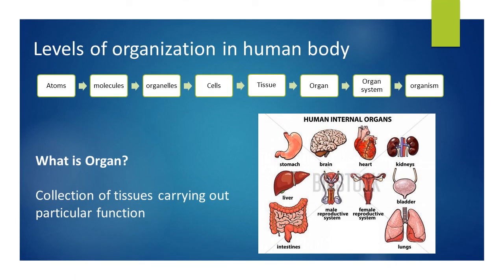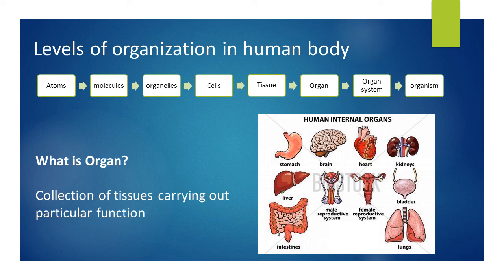Levels of organization in human body. It starts from atoms. So atoms will form a molecule. Molecules form organelles. Organelles form a cell, and cells form a tissue. Tissues form organs. Organs form an organ system, and finally by collecting many organ systems together, it forms an organism. So these are the levels of organization in human body.